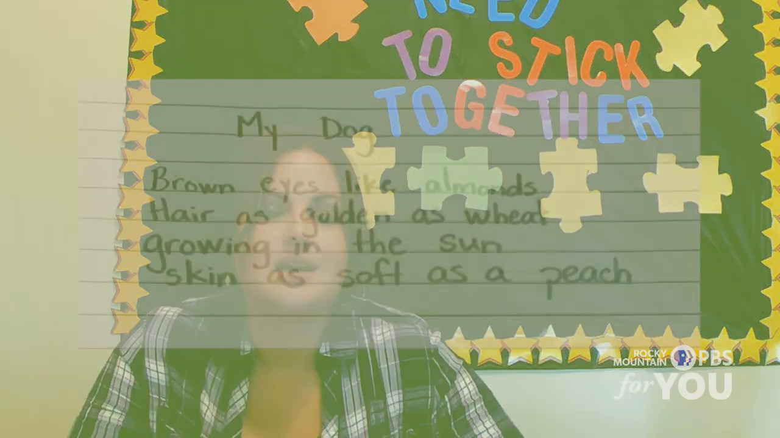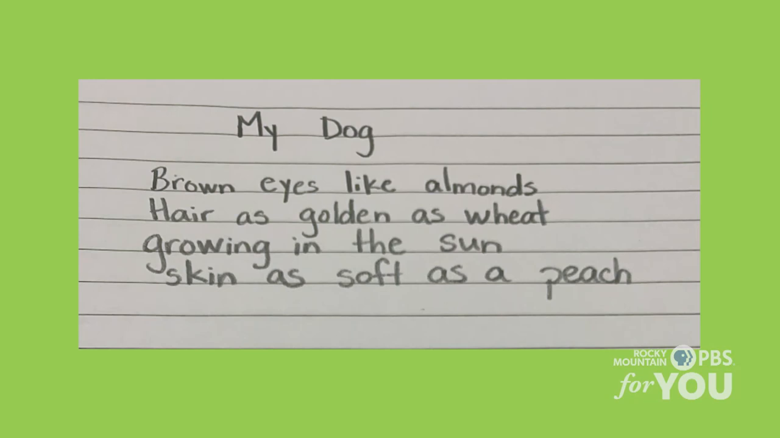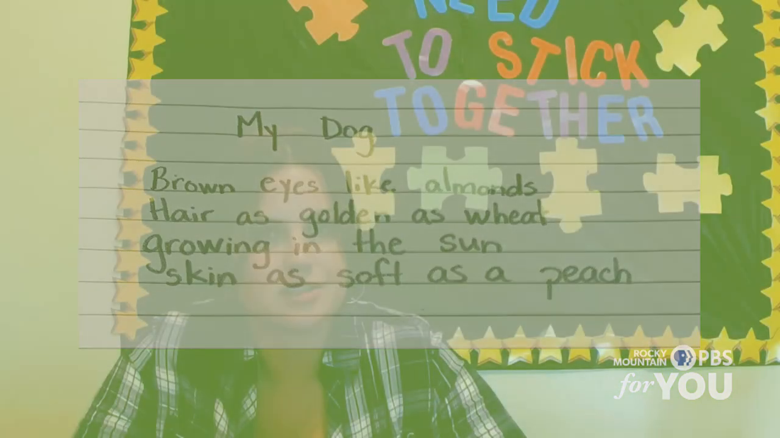Okay, so this one is going to be about my dog. His name is Diesel, and he is a big yellow lab and really rambunctious and full of energy, and I'll bring him out in a little bit so you can see him. Brown eyes like almonds. Hair as golden as wheat growing in the sun. Skin as soft as a peach. That's it, guys, that's it. 3 lines, that's all I'm asking for this poem. I would love to see 5 or 6, but 3, totally acceptable.